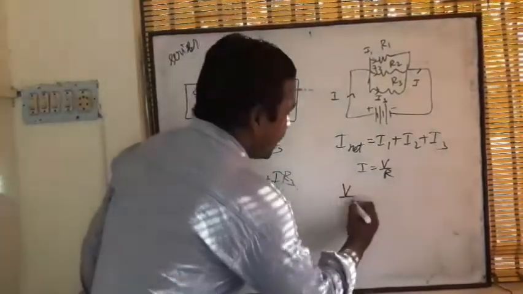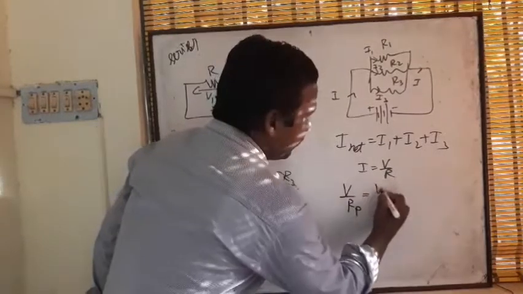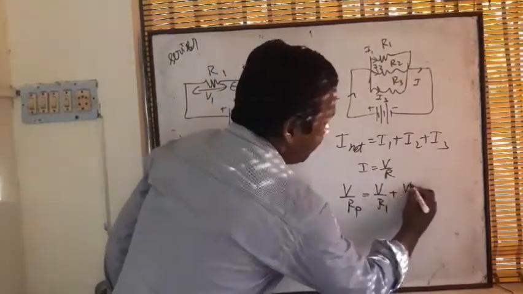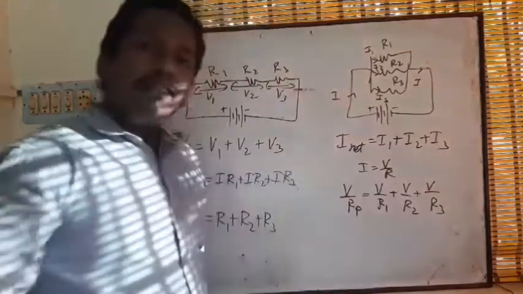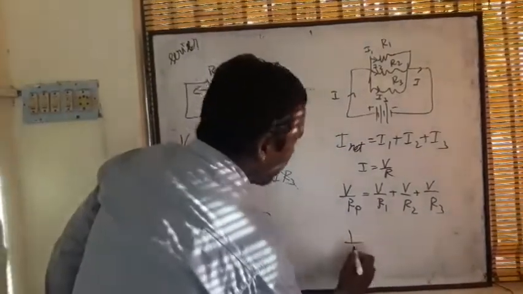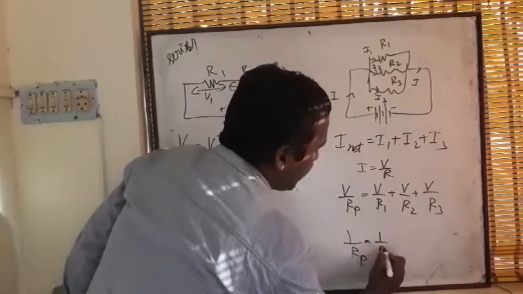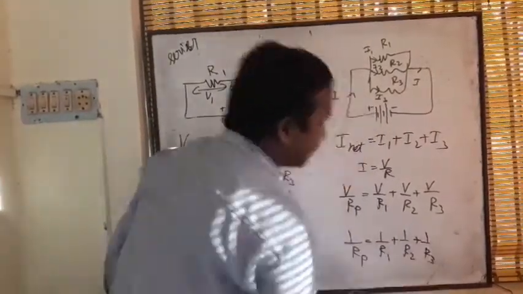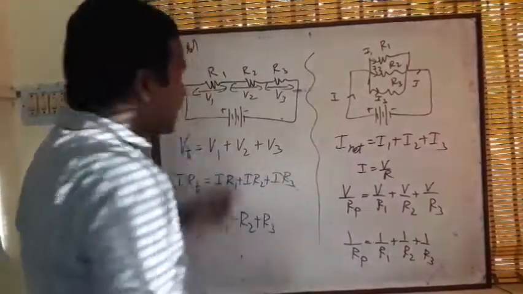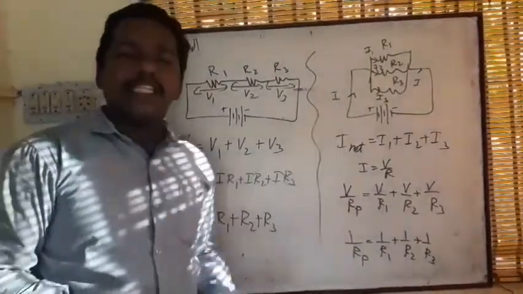Here it is V by R total. That means parallel: V by R1, V by R2, V by R3. All the V is getting cancelled. So 1 by Rp is equal to 1 by R1 plus 1 by R2 plus 1 by R3. So that is resistances connected in series, and this is resistances connected in parallel.